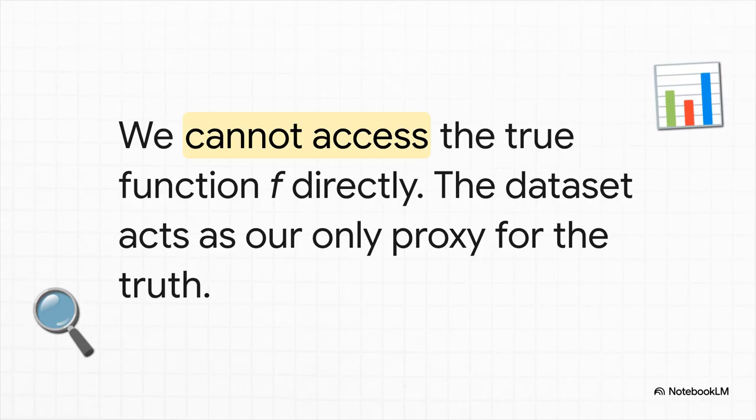And this, right here, is probably the most important point. We never get to see the perfect rulebook F, ever. All we have is our data set, D. It is our only proxy, our only window into what the truth might be. So you can see why the quality and the amount of these examples is just everything.